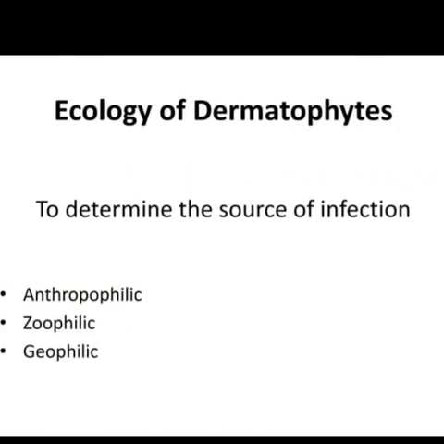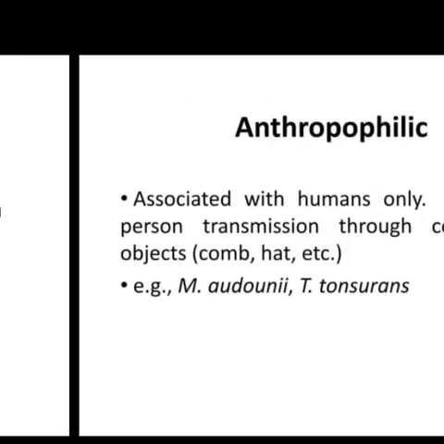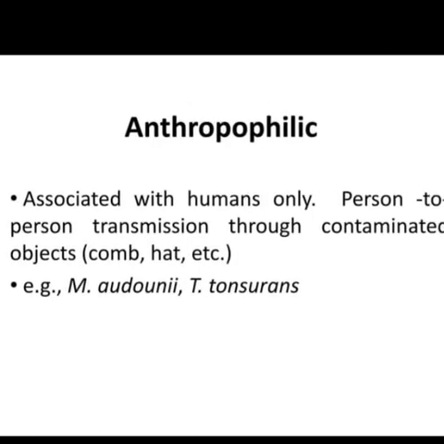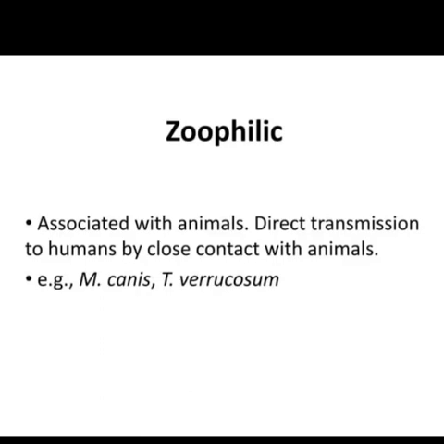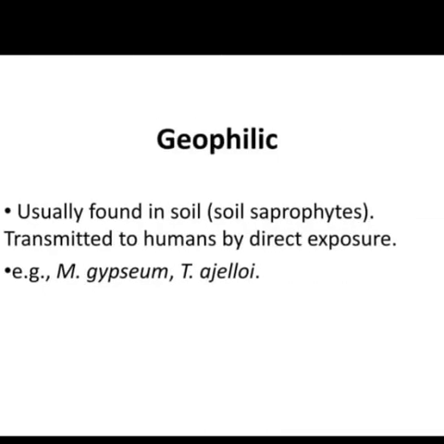Ecology of the dermatophytes: to determine the source of infection, they are categorized into three groups: anthropophilic, zoophilic, and geophilic. Anthropophilic species are associated with humans only, with person-to-person transmission through contaminated objects, for example M. audouinii. Zoophilic species are associated with animals, with direct transmission to humans by close contact with animals, for example M. canis. Geophilic species are usually found in the soil as saprophytes, transmitted to humans by direct exposure.